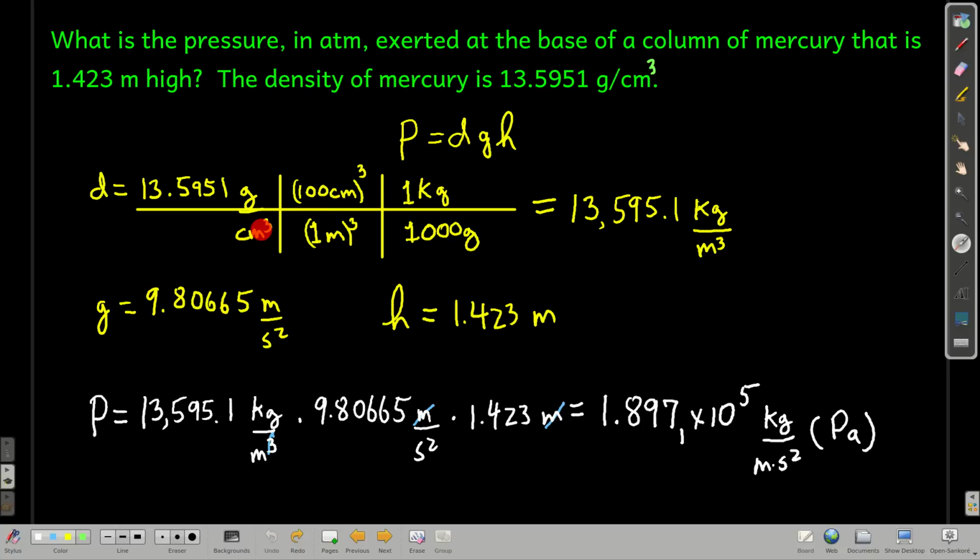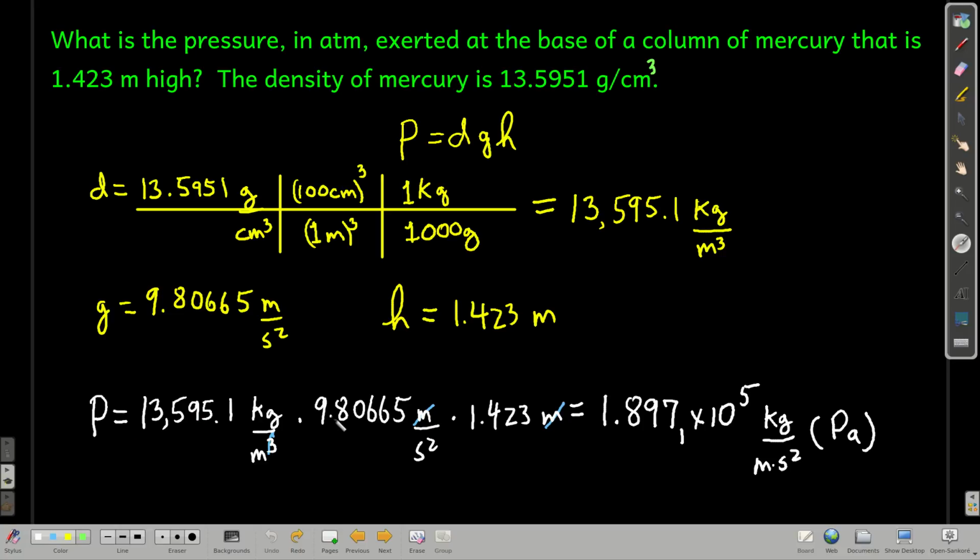Units of centimeters cubed cancel. We get meters cubed on the bottom, and then this is just converting grams to kilograms. And it ends up that it's 13,595.1 kilograms per meter cubed. That's the density in these units right here. We have G, which is also already in the right units, and H, the height, is already in the right units. So we plug it into the equation.